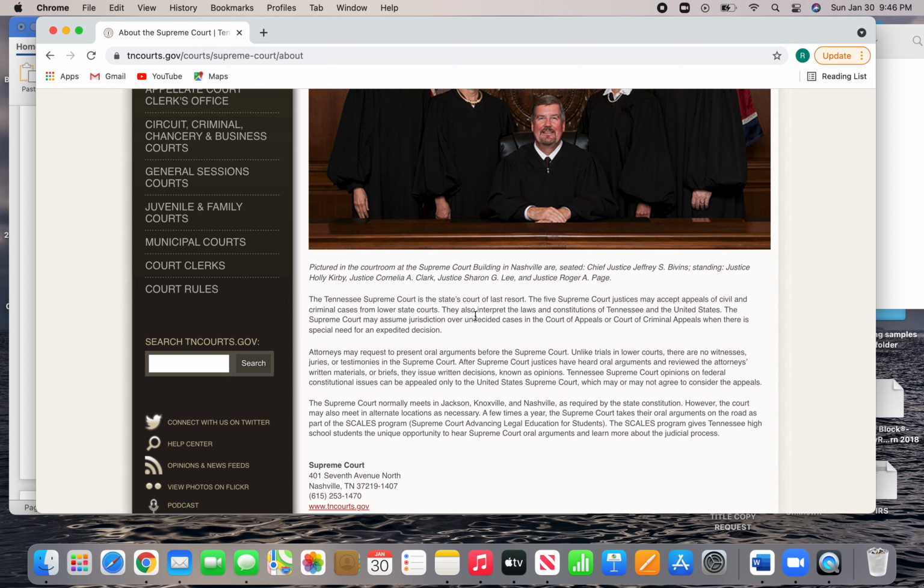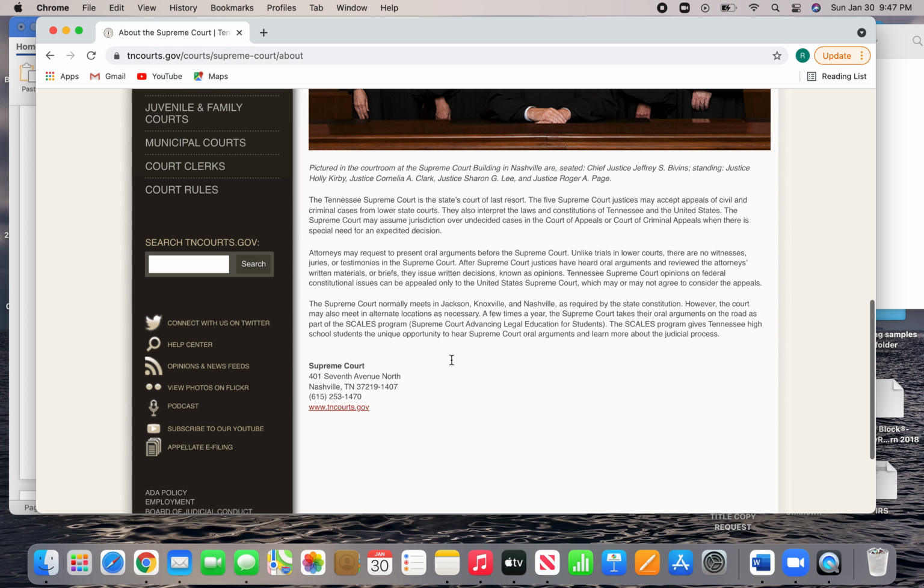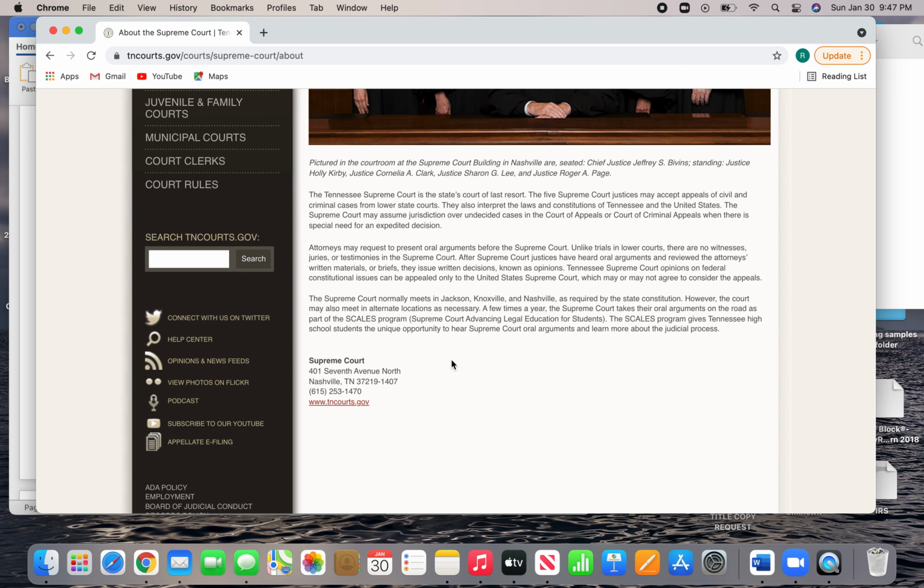Let's see here. The Supreme Court may assume jurisdiction over undecided cases in the Court of Appeals or criminal courts when there is special need for expedited decision. So there's not a need here for really an expedited decision. And the reason why I say that is because nobody's on death row. It's not like time is of the essence when it comes to a child being adopted somewhere, and if they don't adopt in a certain window of time, they'll lose the ability to do so. No, nobody's in a hurry.